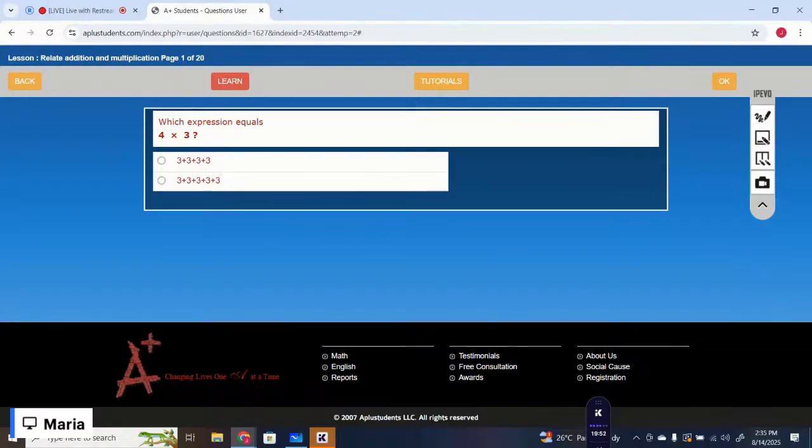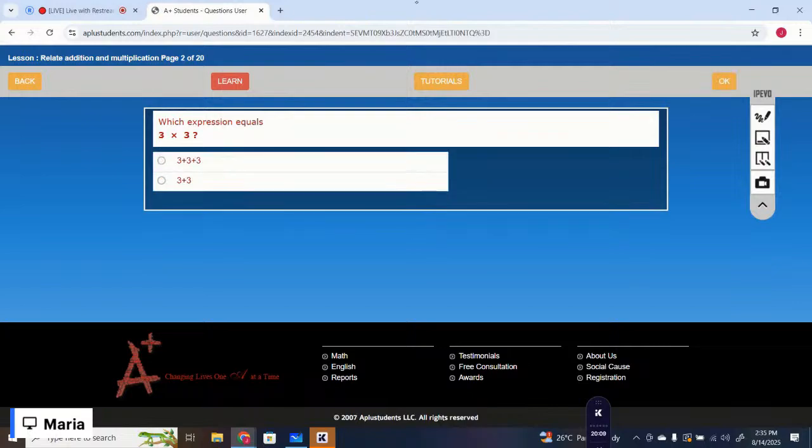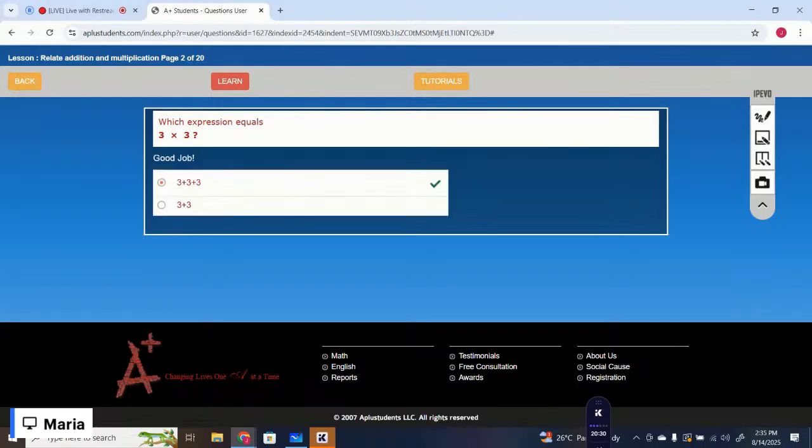Which expression equals 4 times 3? That is adding 3 four times. Option number 1 is the correct option. Which expression equals 3 times 3? That is adding 3 three times. That is 3 plus 3 plus 3. Option number 1 is the correct option.